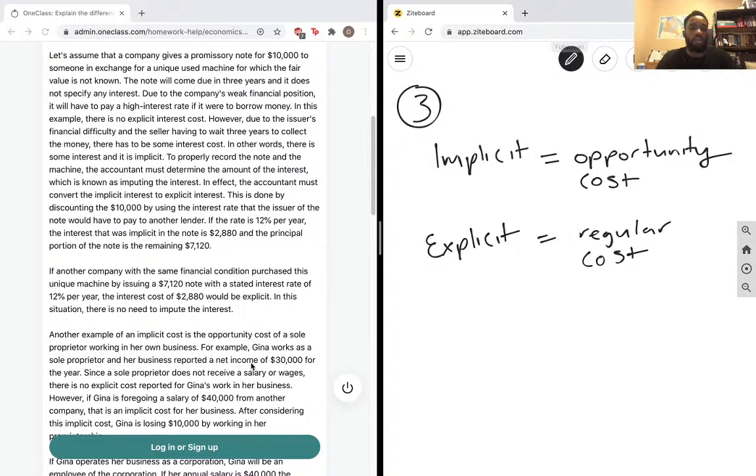I don't think I agree with that. Let's keep reading. To properly record the note and the machine, the accountant must determine the amount of interest, which is known as imputing interest. In effect, the accountant must convert the implicit interest to explicit interest. This is done by discounting the $10,000 using the interest rate that the issuer of the note would have to pay to another lender. And the rate is 12% per year. The interest that was implicit in the note is $2,880, and the principal portion of the note is $7,120.